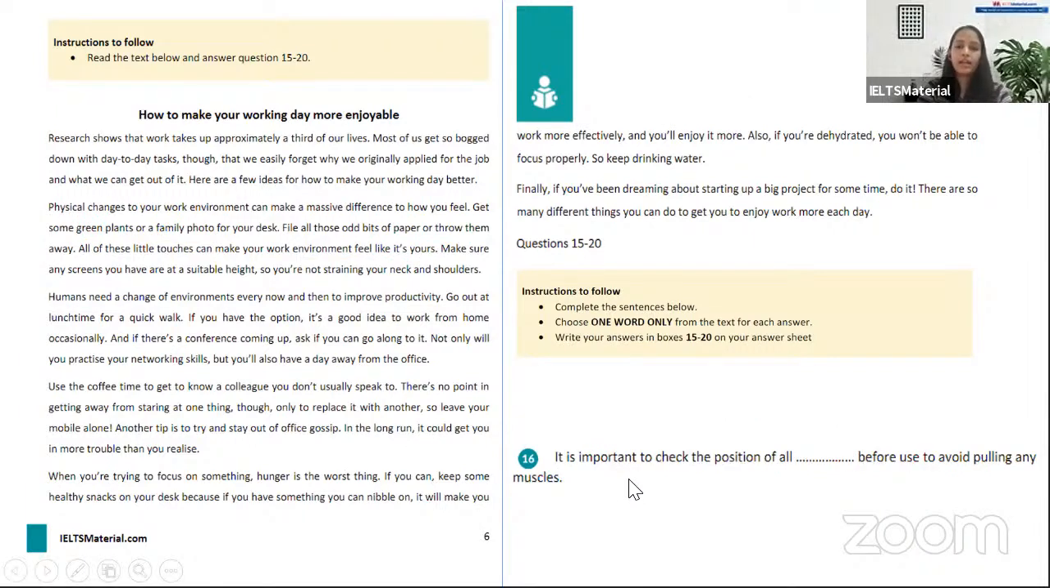Next question. It is important to check the position of all blank before use to avoid pulling any muscles. Now, of course, the answers are always in the order. That means we are going to read the upcoming sentence or the passage. So let me give you some time and then we'll solve it together. Great, Gurjeet. Give this question a try now.